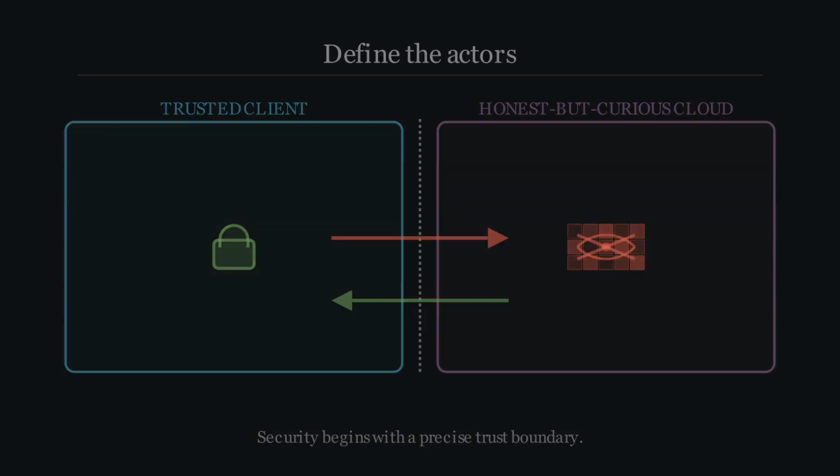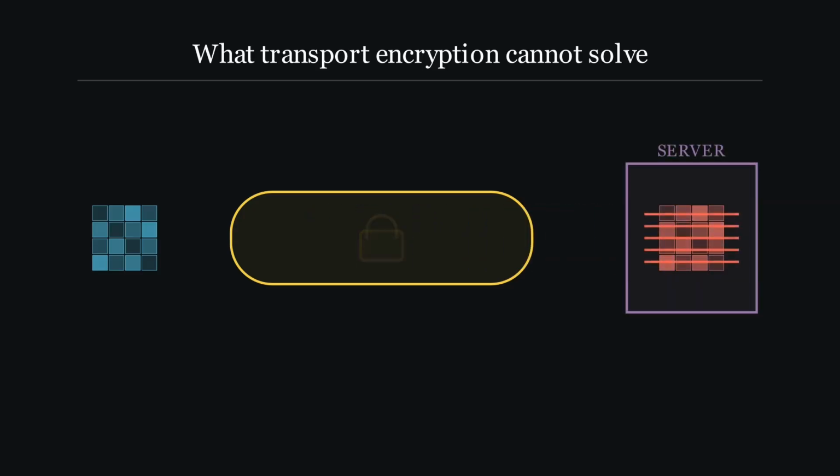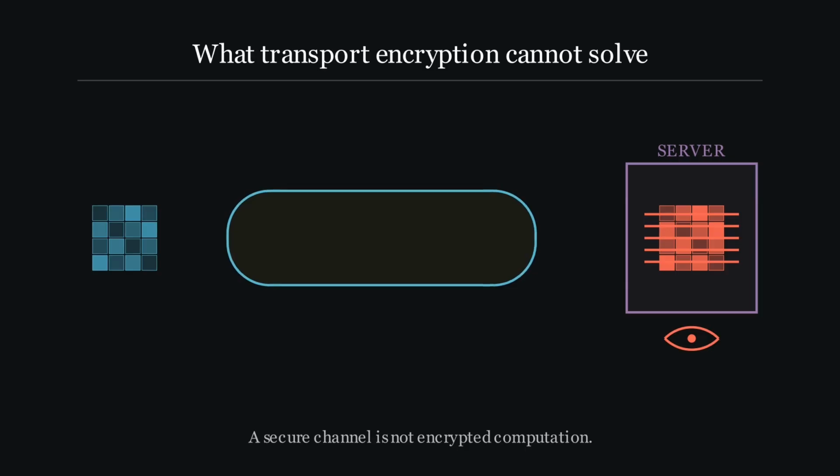The tunnel on screen represents transport encryption such as TLS. The packet remains protected while it moves through the network. At the server endpoint, however, the tunnel ends. A conventional application decrypts the request, reconstructs the plaintext image, and places that image in memory so ordinary code can inspect and process it. This is why a secure channel is not the same thing as encrypted computation.